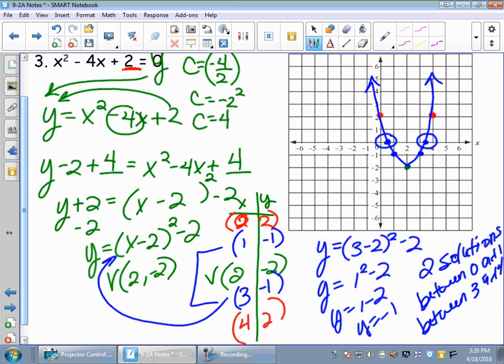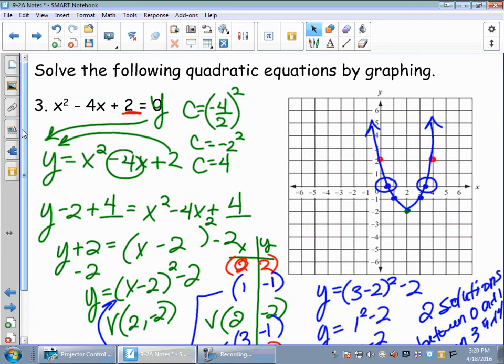Okay, graphing is not the most accurate way to do these, but sometimes it's the only thing that you can get. Now, if I were to check this with factoring, sometimes you can't factor. And so what that means is it's an ugly number. I can't come up with a number that multiplies to give me 2 and adds to give me negative 4. So this is as good as it gets.